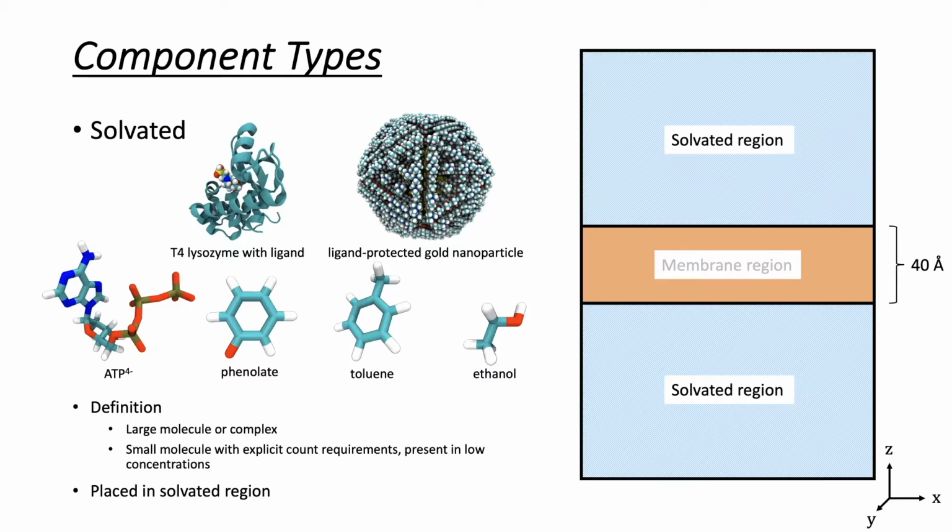For small molecules in low concentrations, generally below 10% volume fraction, you can simply keep the default solvated component type, and Multicomponent Assembler will pack the small molecules at the same time as the other large molecules, like proteins.